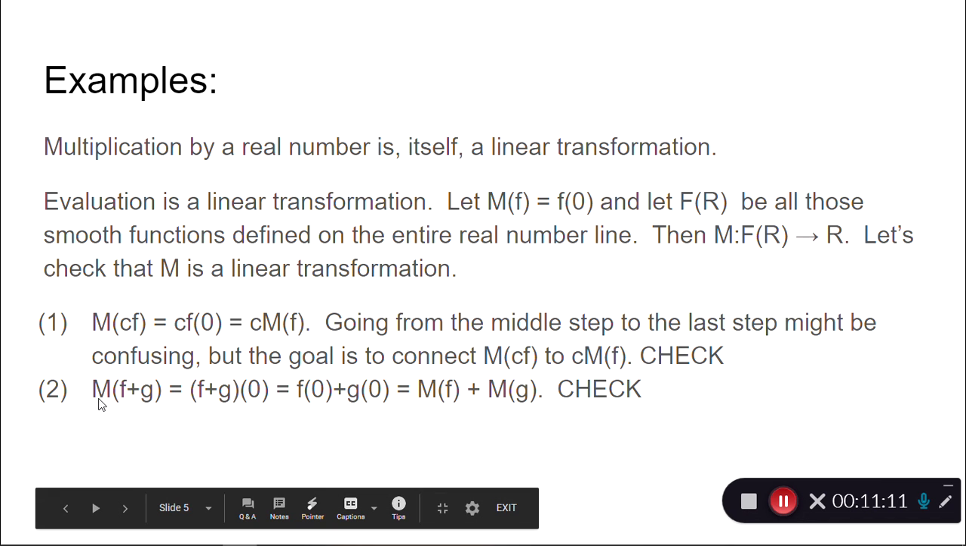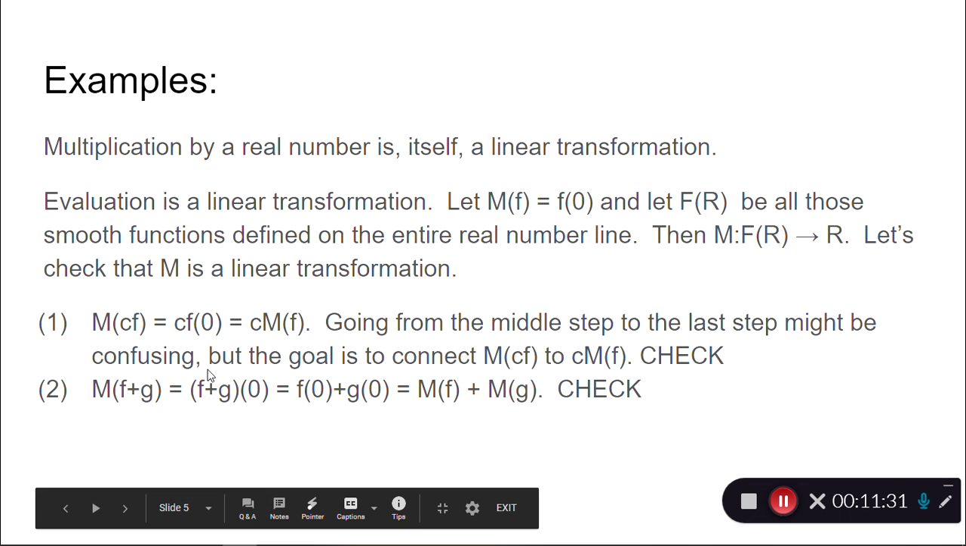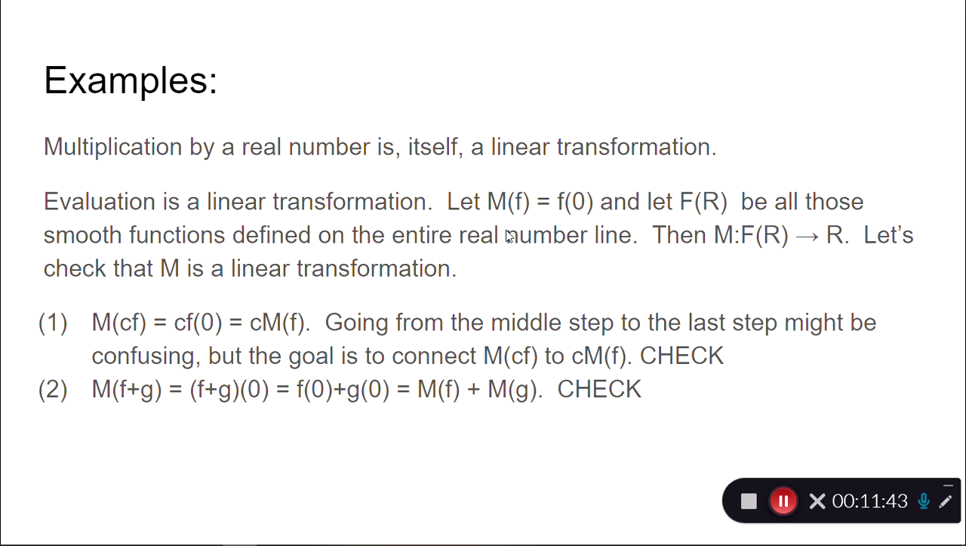Second property, take M of f plus g, where you're allowed to add functions together. If you add functions together and you evaluate at 0, that's just the same as plugging in 0 to both functions. f(0) plus g(0) is the same as M on f plus M on g. So again, it's the same as before. I'm starting at the left-hand side, and I'm trying somehow to get over here using the properties that I know about. So then this is a linear transformation. These are weird. These are different. These are super important in terms of, like, later on partial differential equations and stuff like this.